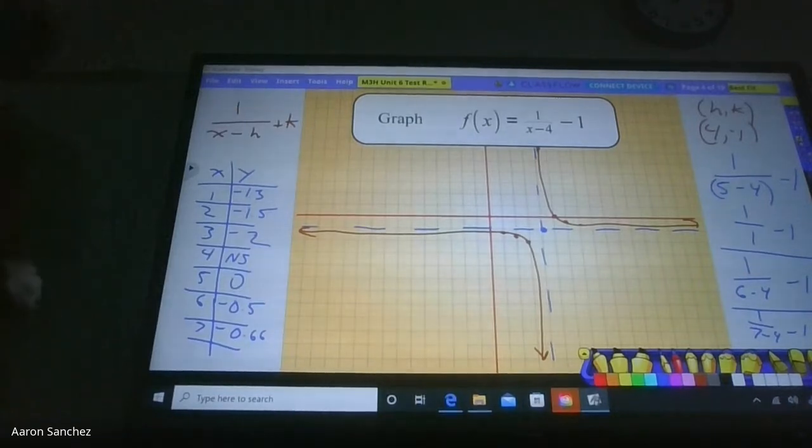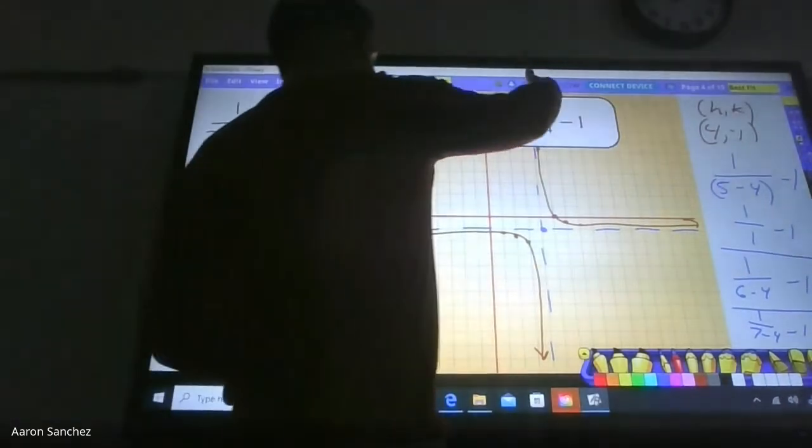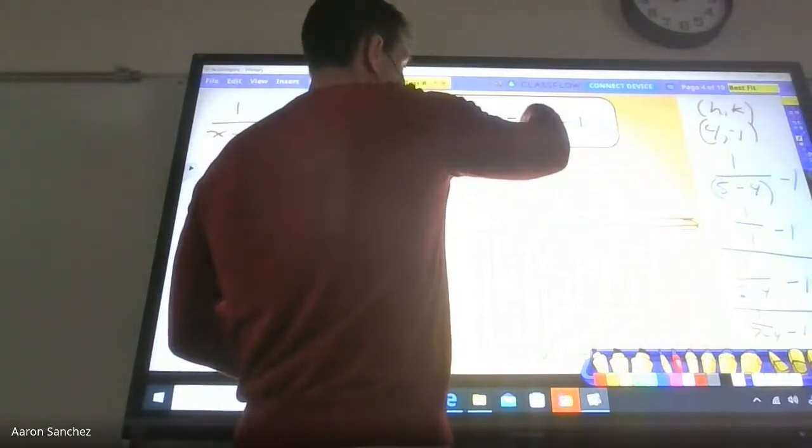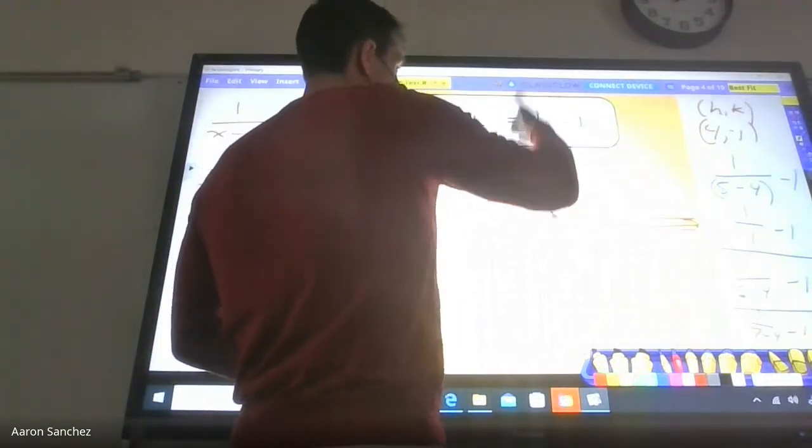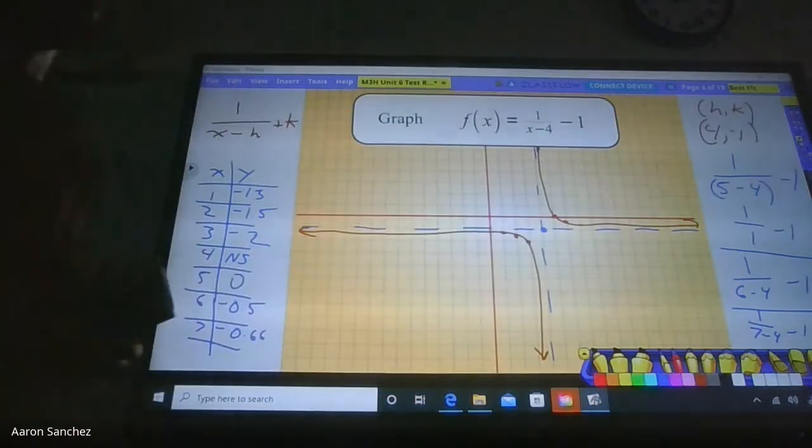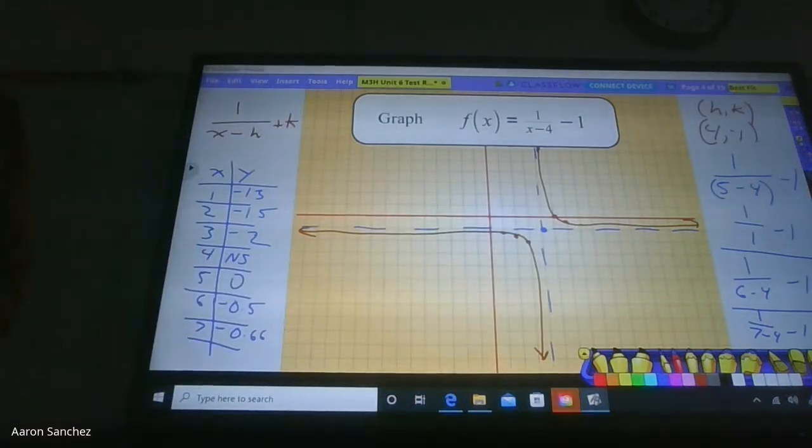You could try to plug in numbers that make them whole numbers, but that might be hard. I think it'll be easier to just plug it in the calculator.